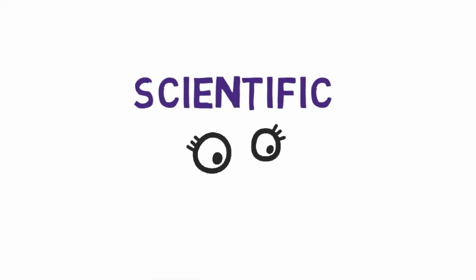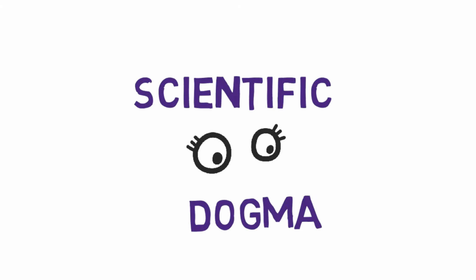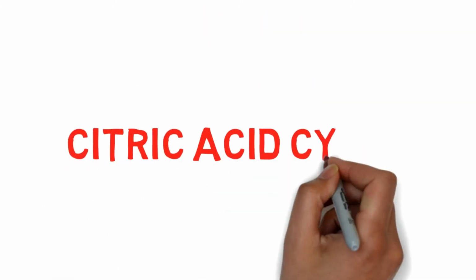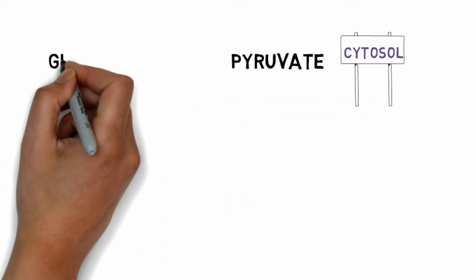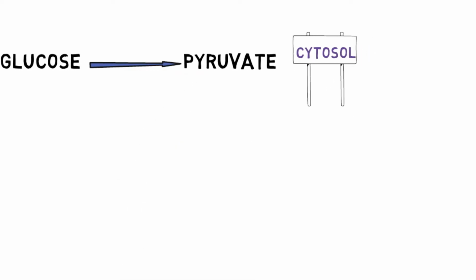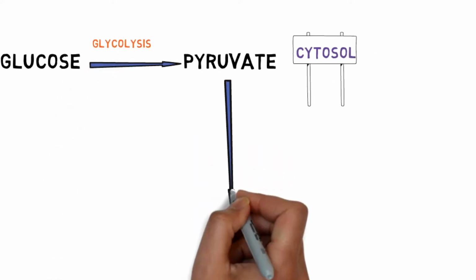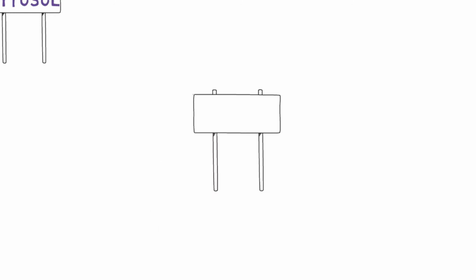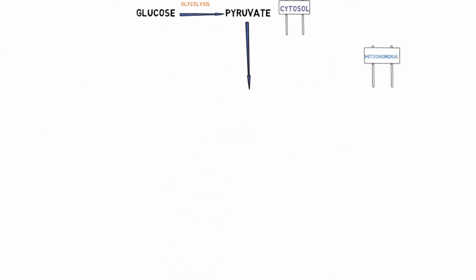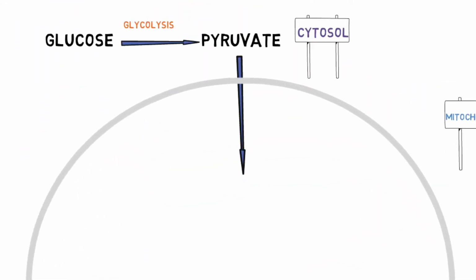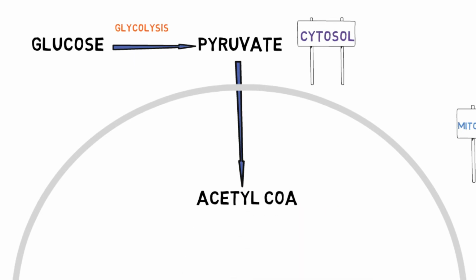Hello guys, in today's lecture we are going to discuss the citric acid cycle. As we all know, within the cytosol, pyruvate is synthesized from glucose as a result of glycolysis. Now this pyruvate enters the mitochondria, which is the powerhouse of the cell, and gets converted into acetyl-CoA.